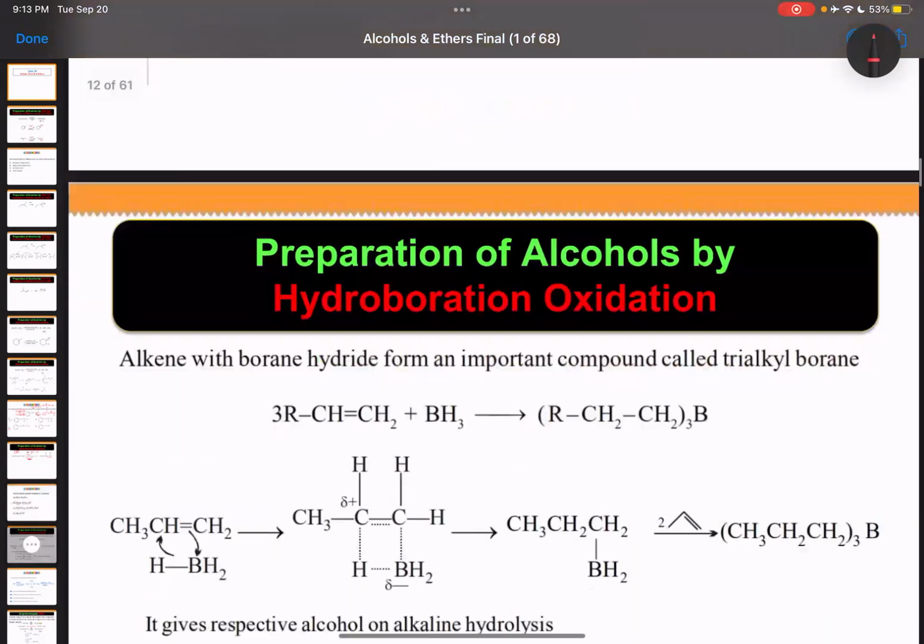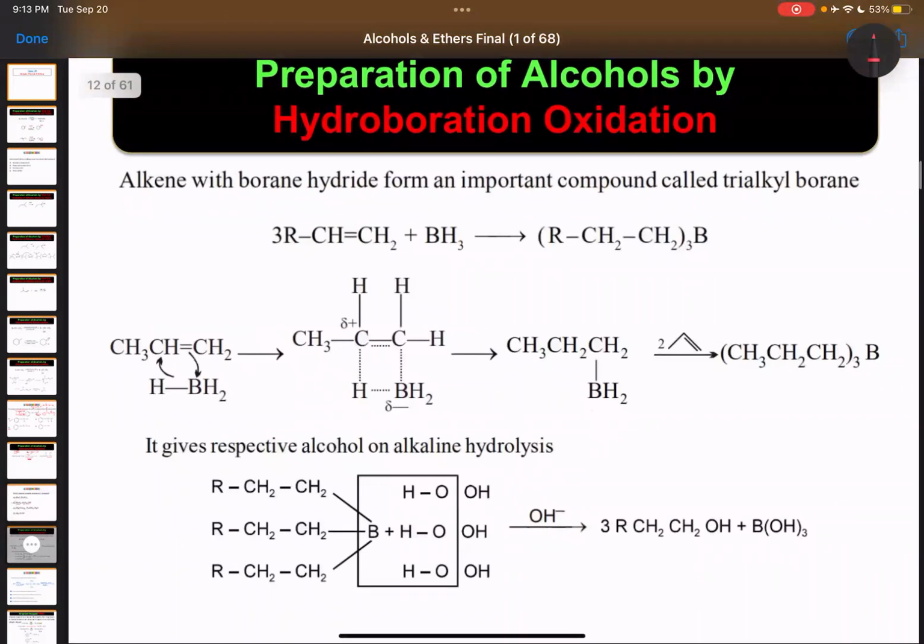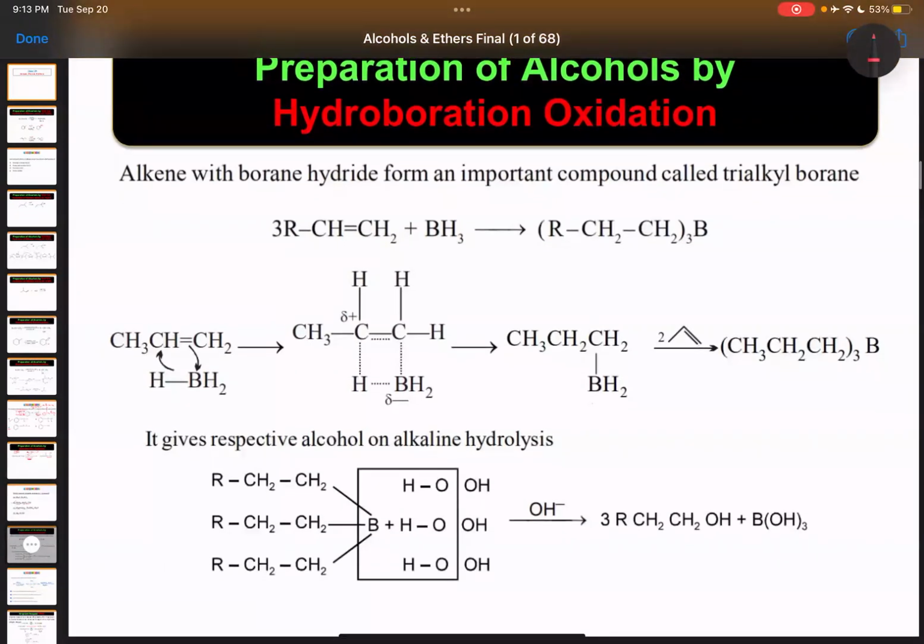Now, how does this happen? First of all, the boron and hydrogen are added to the double bond. Is it clear? But the addition itself is anti-Markovnikov. It is because the boron, being a larger atom, will prefer to connect itself to the outermost carbon.